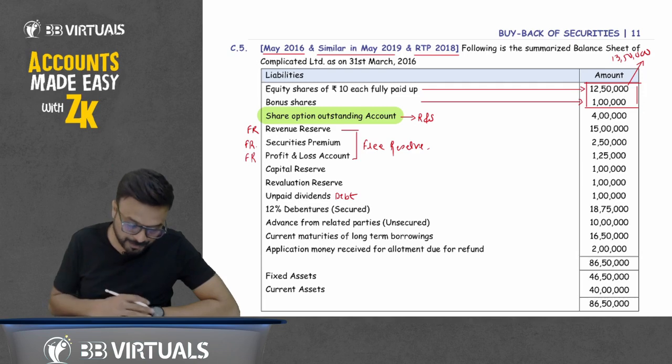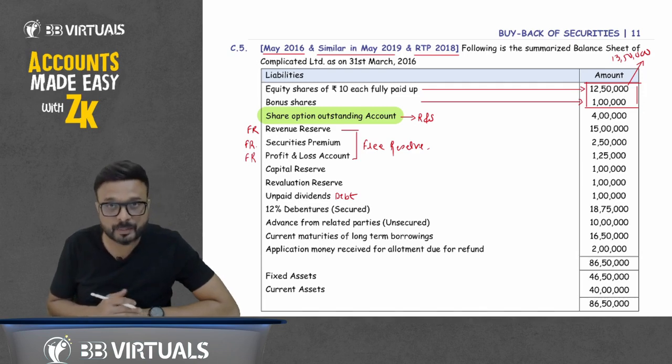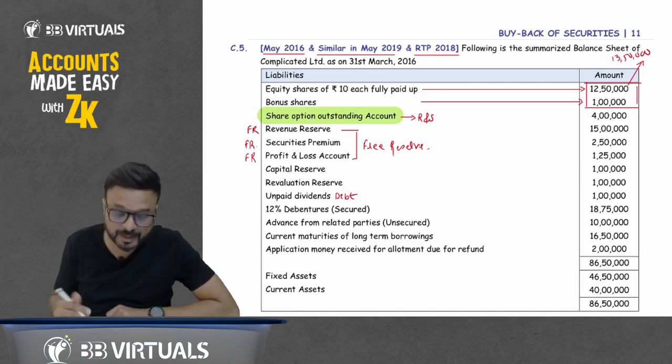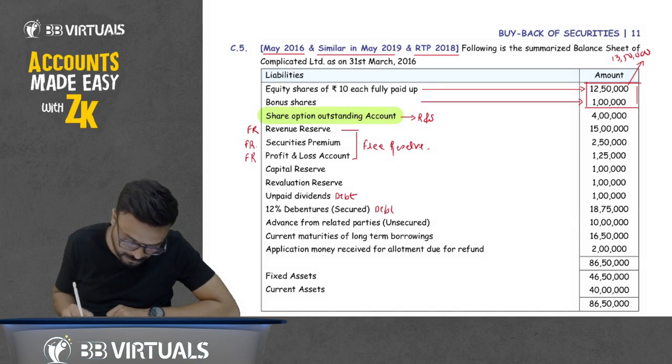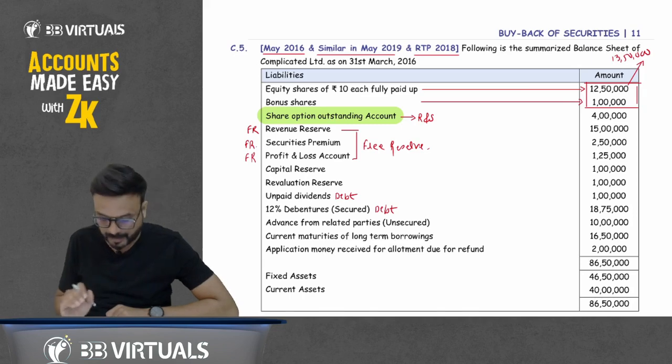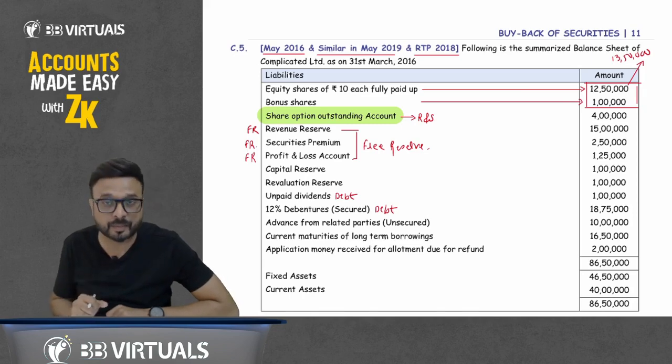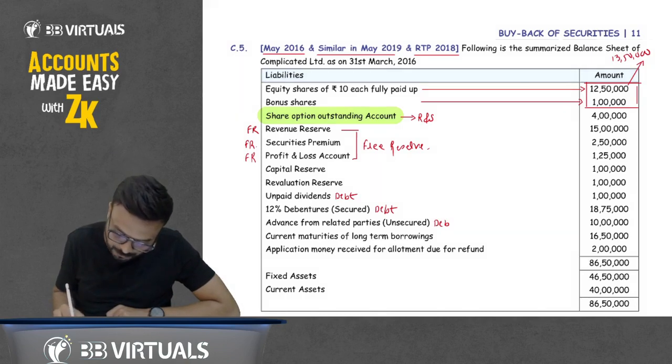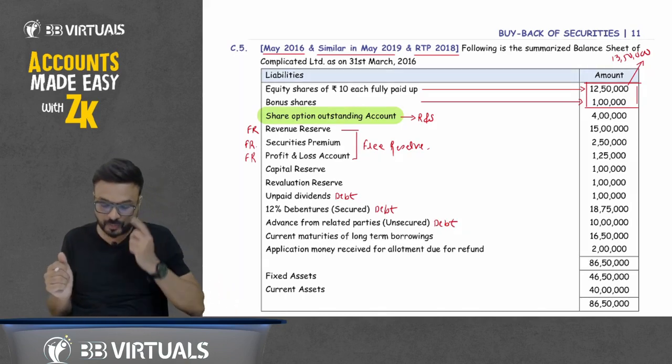Okay. 12% debenture secured, it is also debt. It will come under long-term borrowing. Okay. Then advance from related party. You have taken an advance from a related party. It is also a liability for you. It's a debt. Then current maturity of long-term borrowing.